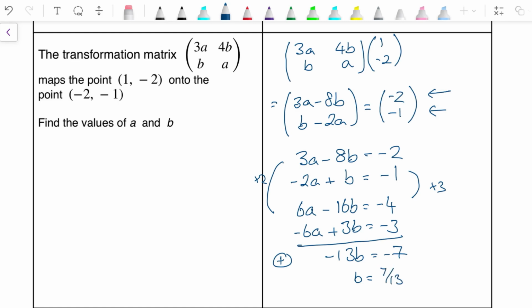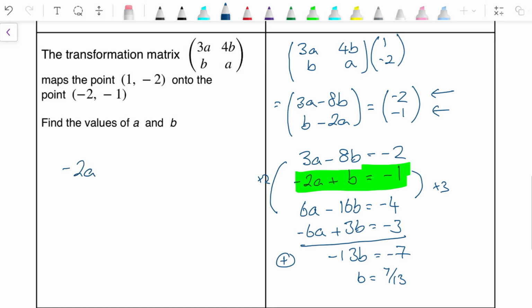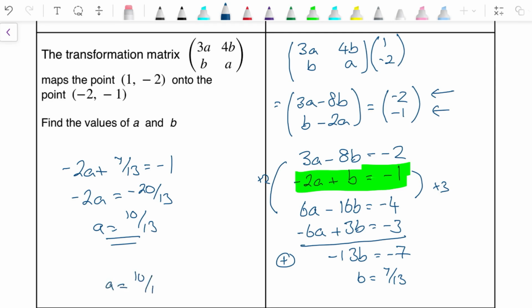Let's put it back into the A equation. So which equation shall I use? Let's use this equation here because it looks to have slightly nicer numbers. So that one tells me, putting it back into the equation, that -2a plus the b I've just worked out, which is 7 over 13, is equal to -1, which means -2a equals -1 minus 7 over 13, which is -20 over 13, which means that a is equal to 10 over 13. Let's put all this together so it's nice and neat. So in other words, a equals 10 over 13 and b equals 7 over 13. I'm relatively happy with that.